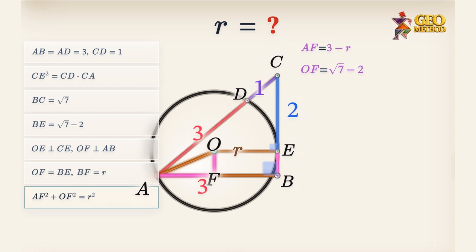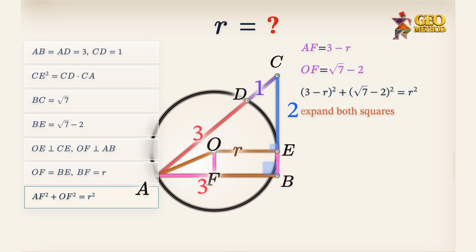At this point, the whole problem has been reduced to triangle AFO. All of the earlier geometry was only preparation for this one small right triangle. Apply the Pythagorean theorem to triangle AFO. Its legs are already labeled, and its hypotenuse is a radius. Once the equation is written, the remaining job is algebra.